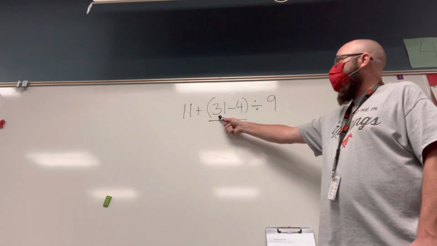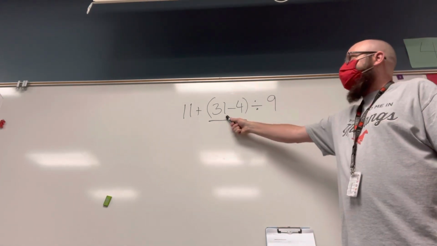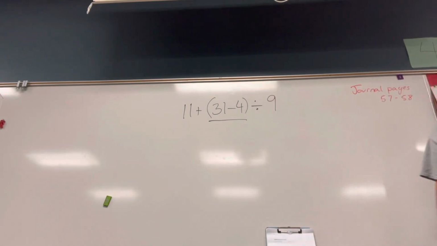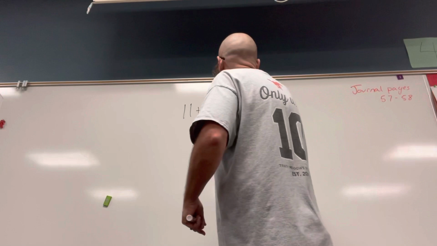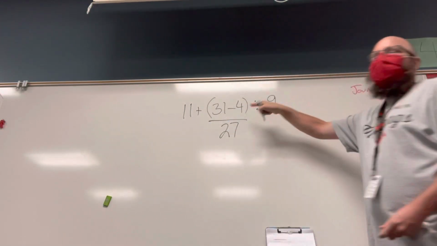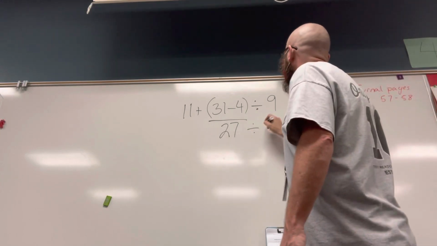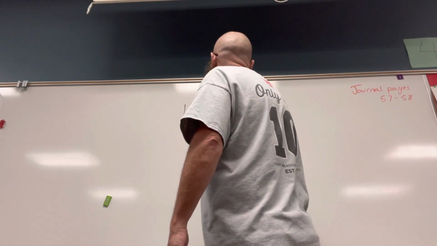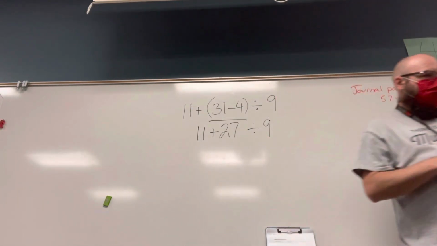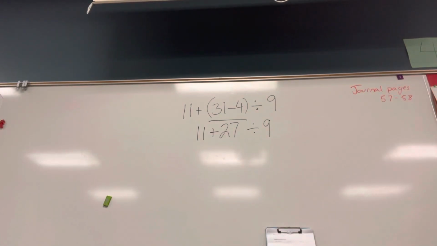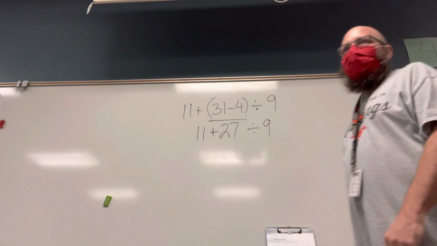Our grouping symbols. Dominic, the difference of 31 and 4 is? 27. Now I've eliminated that one operation. So I have to bring everything else down.